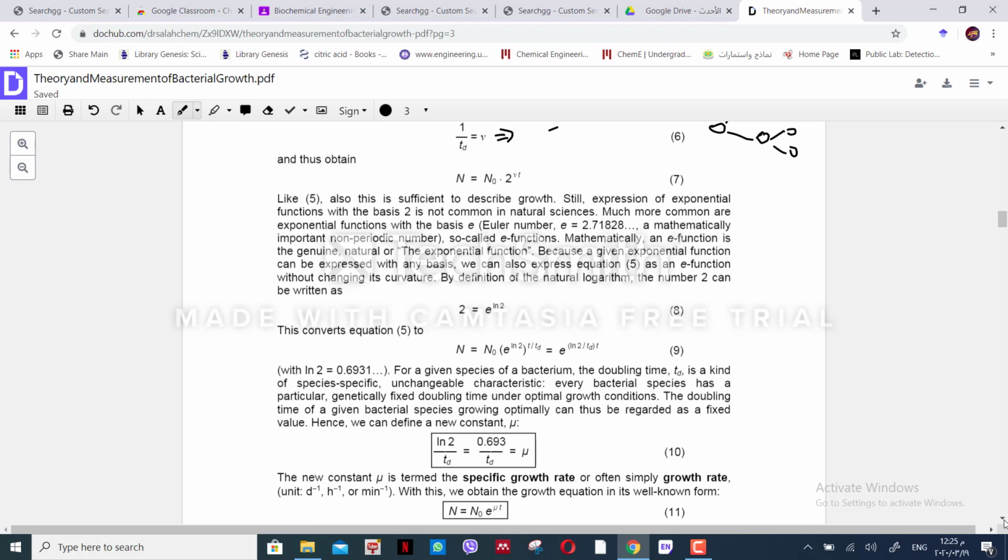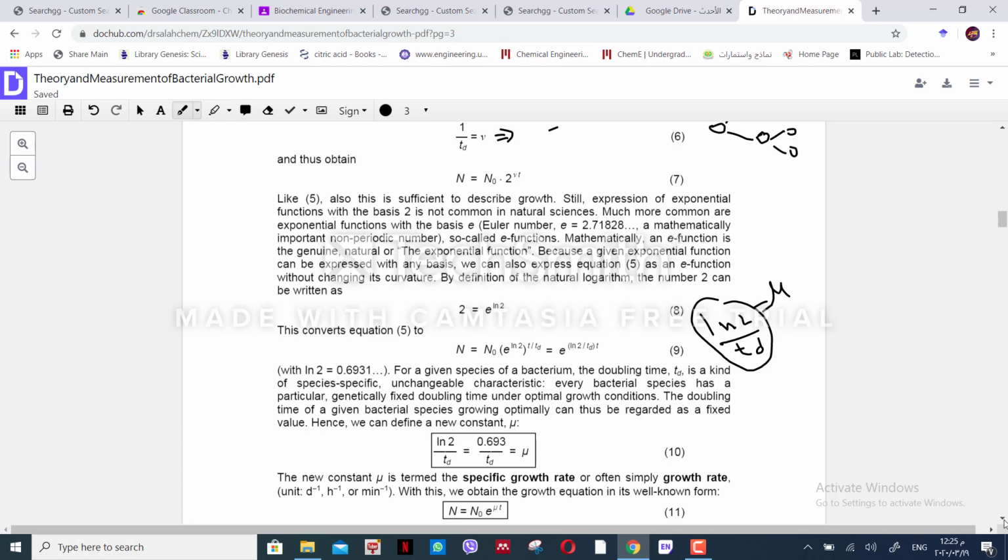So we will get ln 2 to this power, which becomes e to ln 2 over td multiplied by t. And we know that ln 2 over td is known as mu, a constant. It's species specific, an unchangeable characteristic. Every bacterial species has a particular genetically fixed doubling time under optimal growth conditions.